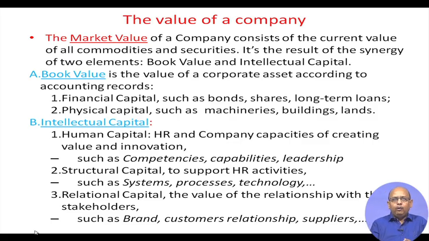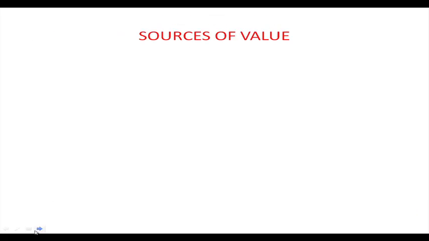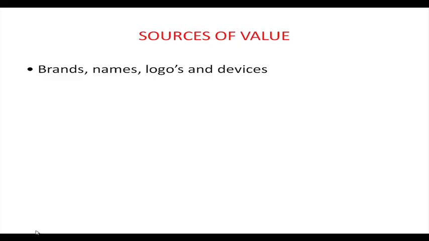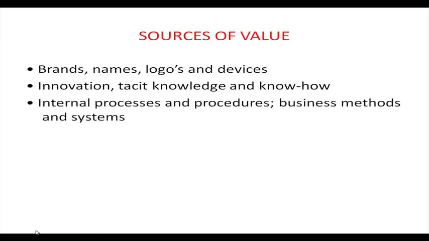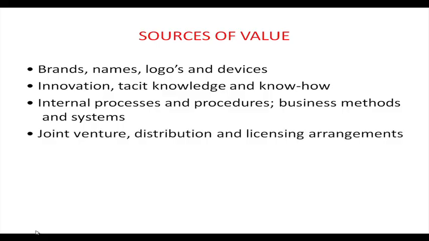So, what I am trying to tell you is that when you want to create the total value of the organization, you need to include both the book value as well as intellectual capital. Okay. So, you will be able to better understand the calculation. Then how do we come to know what the various sources of the value are? Okay. Through information on the brand names, logos, devices that you are going to use. Okay. What is the innovation, tacit knowledge and know how of the company and the people, right? Internal processes, business processes and systems, because they are going to provide you information about the value, right?